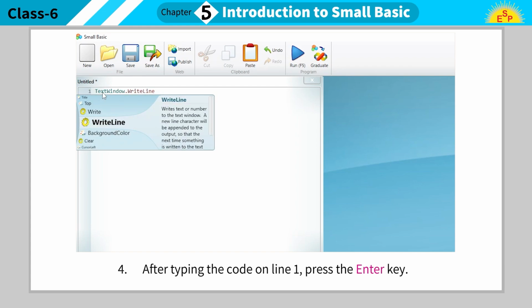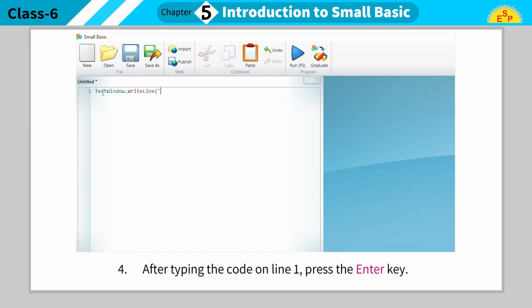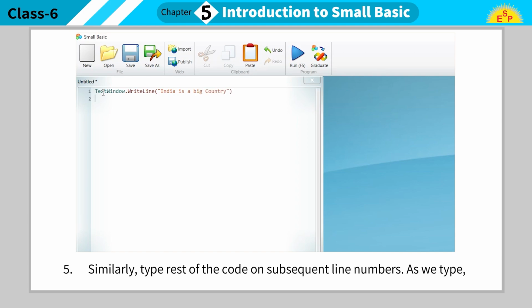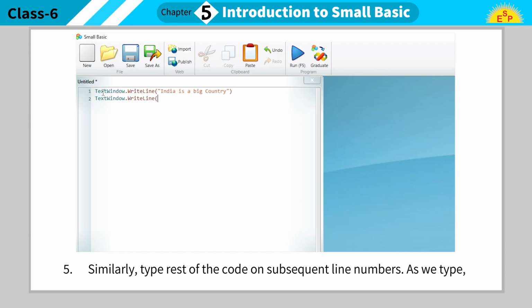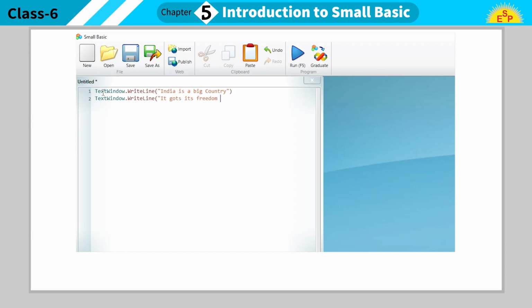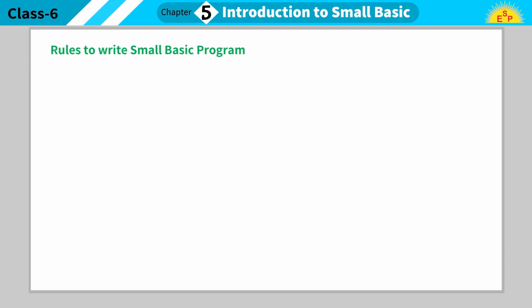Step 4. After typing the code on line 1, press the Enter key. The line number gets incremented to 2. Step 5. Similarly, type the rest of the code on subsequent line numbers. As we type, the help area provides us with useful information relevant to the code we are using. Rules to write a Small Basic program.